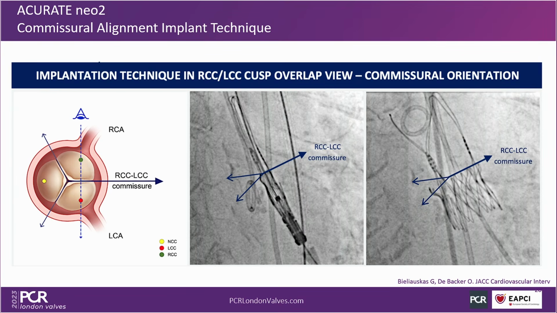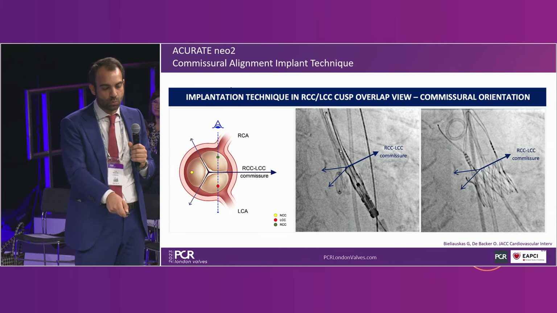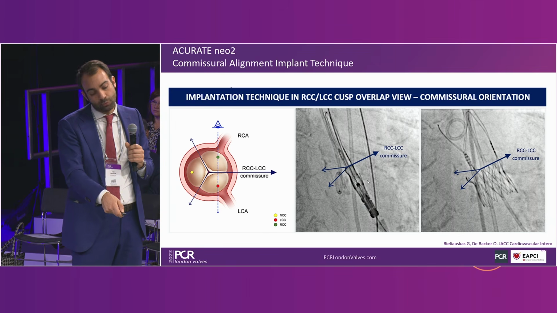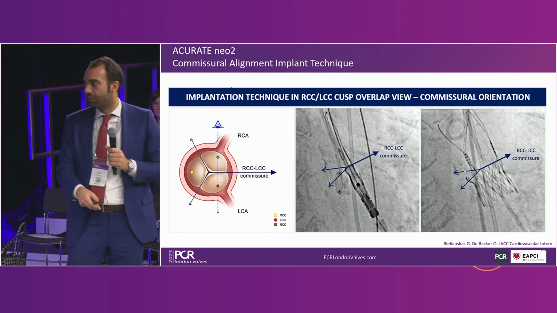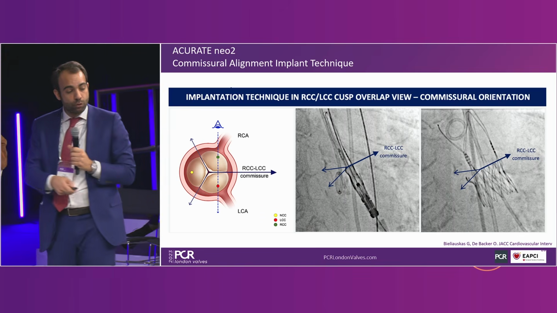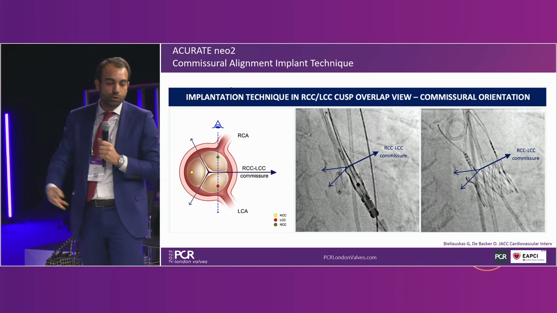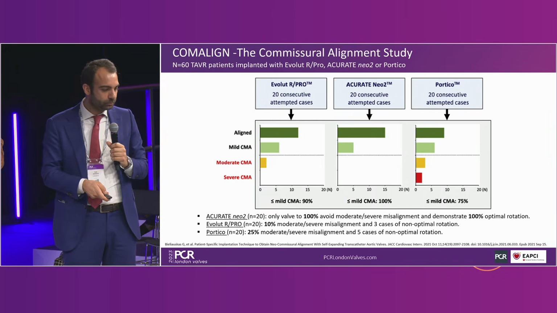So if we take an Accurate, the two things we're going to focus on are this free strut and this post. You want to go to your cusp overlap view, and this is what you want to see. You want to see one post to the right side of the screen and a free strut, and this is how you know you're going to be commissurally aligned. And this is extremely important. If you go to your three-cusp view, you're going to see three posts parallel to each other, but you also always want to look at it in the cusp overlap view.